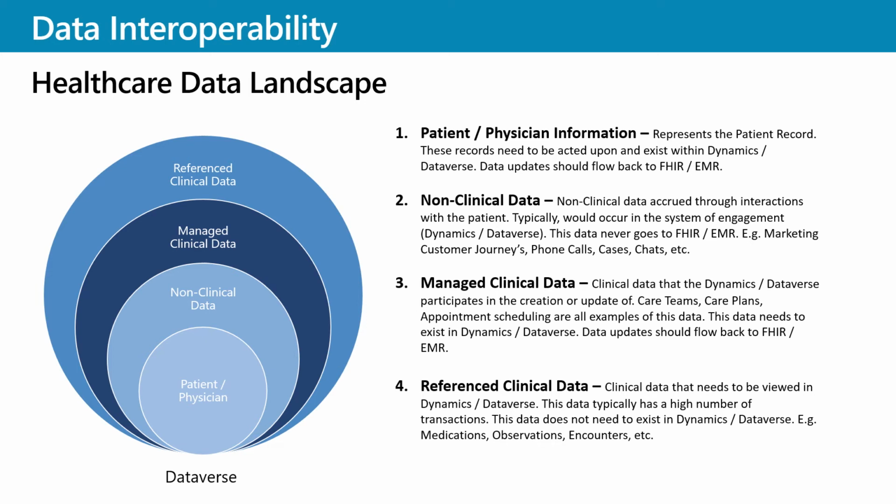Healthcare data landscape. Patient-physician information. This represents the patient record. These records need to be acted upon and exist within Dataverse. Data updates should flow back to FHIR EMR. Non-clinical data. Non-clinical data accrued through interactions with the patient typically would occur in the system of engagement. This data never goes to FHIR or EMR, e.g. marketing, customer journeys, phone calls, cases, chats, etc.